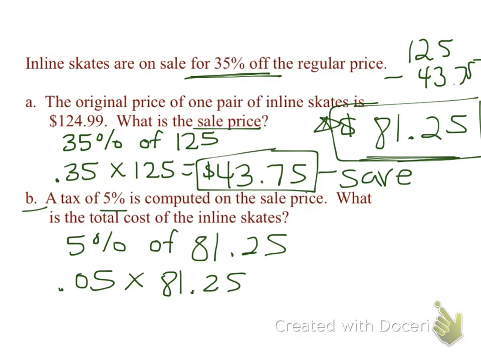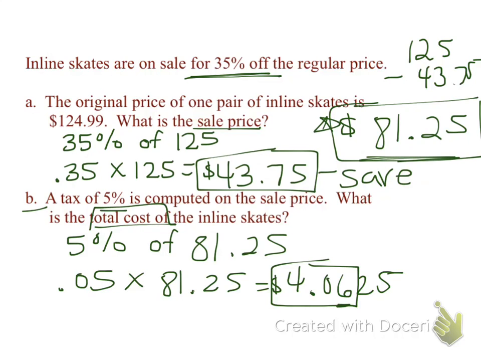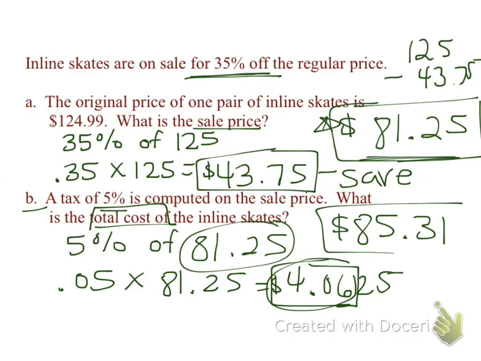multiplying that out, your tax, again, I got a really long decimal and needed to round. So I'm going to round to the nearest hundredth. So my tax is $4.06. So what is the total cost? Add your tax onto that price, and your final answer should be $85.31. That should be your final answer.